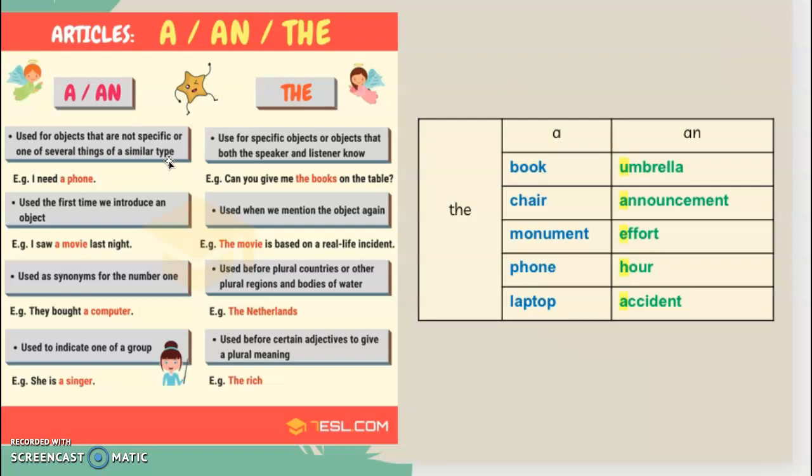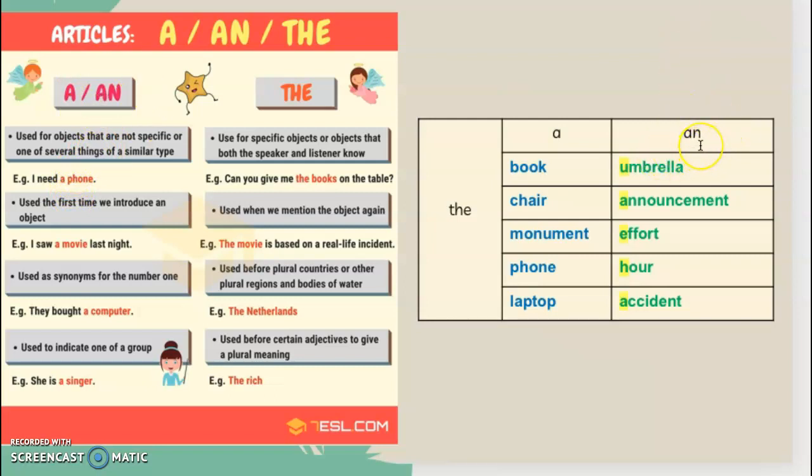So when do we use a and when do we use an? We use a for words that are not specific and whose initial letter is a consonant. For example, a phone, a movie, a computer, a singer. So these words' initial letters start with a consonant.